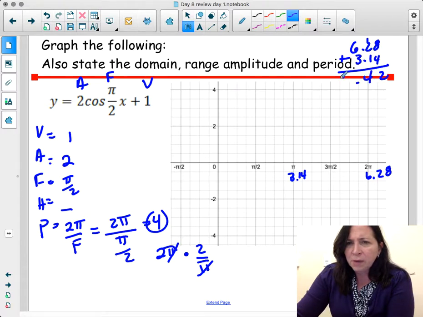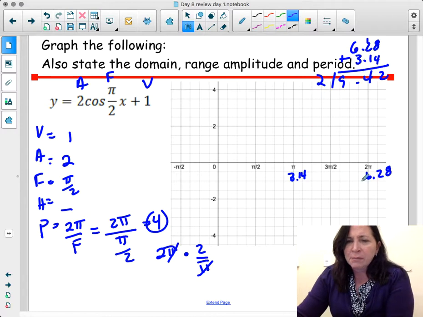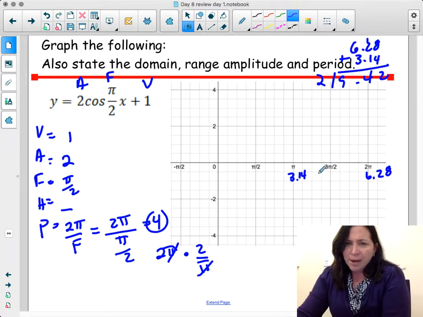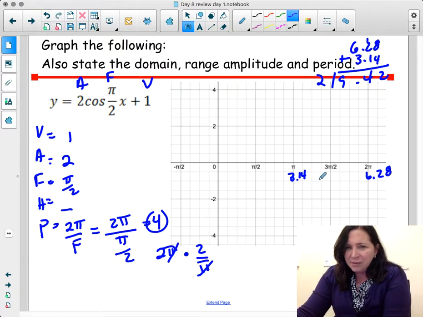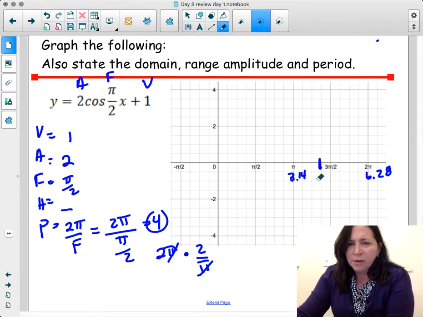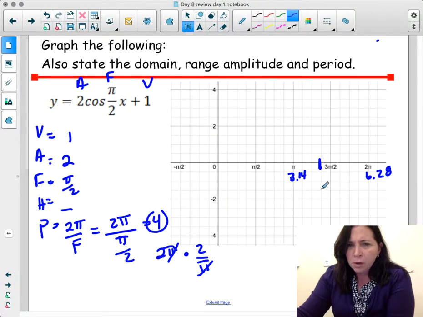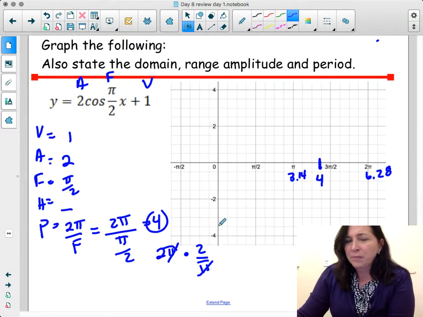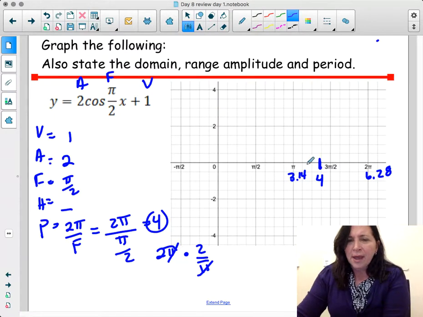is going to be what? 9.42. If I divide that by 2 to get the midline, which is going to be right around 4, I could get about 4. This is 3, 4, 5. I think 4 is going to be closer to here. Wouldn't you agree? All right, so we don't need to do that. So 4 is going to be about here, so I'm going to say that's 4. So that means that's my period. And since I don't have a horizontal shift, that's where I'm going to start.